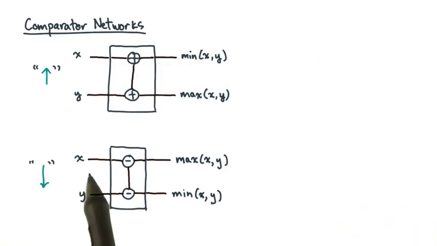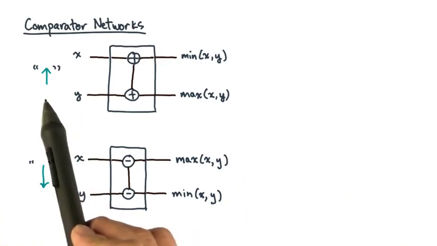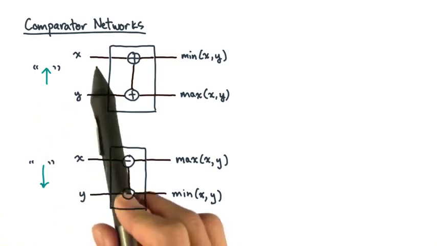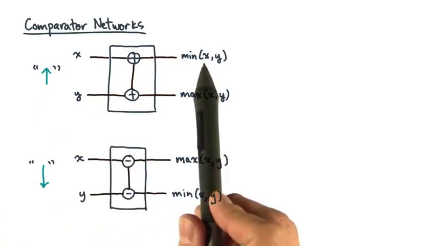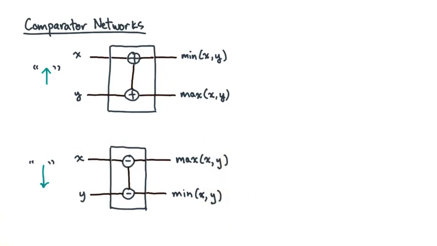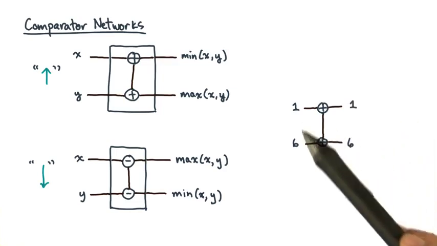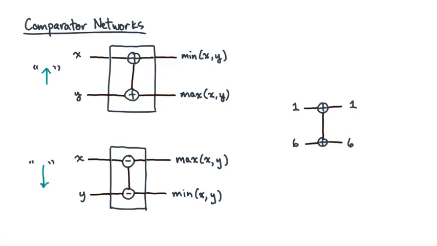Each one takes two inputs and produces two outputs. The increasing or plus comparator puts the smaller of its two inputs on the top wire and the larger on the bottom wire. By contrast, the decreasing or minus comparator does just the opposite. For example, suppose you feed the values of 1 and 6 into a plus comparator. The output will just be a mirror of the input because 1 is the smaller of the two input elements. Now suppose instead we replace them with a minus comparator, then the output would be reversed relative to the input.